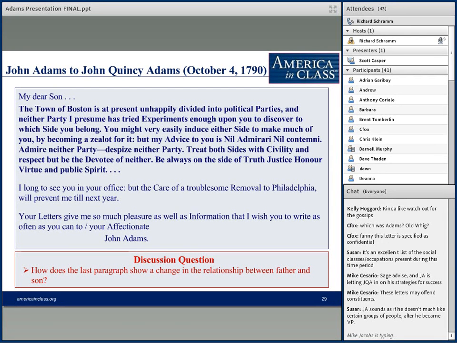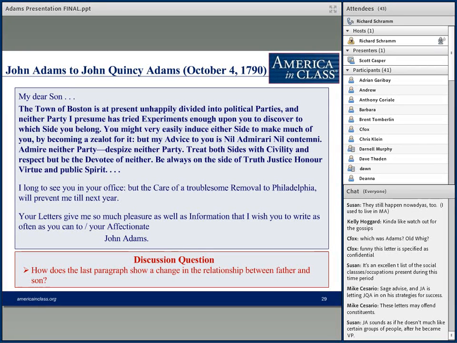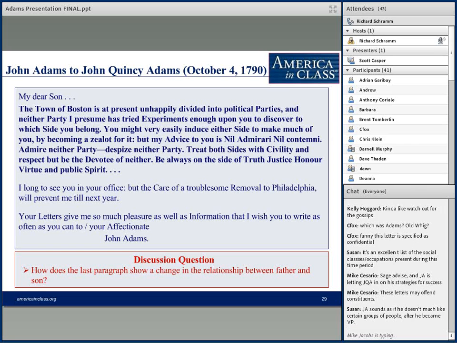I long to see you in your office, but the care of a troublesome removal to Philadelphia will prevent me until next year. Your letters give me so much pleasure as well as information that I wish you to write as often as you can to your affectionate John Adams.